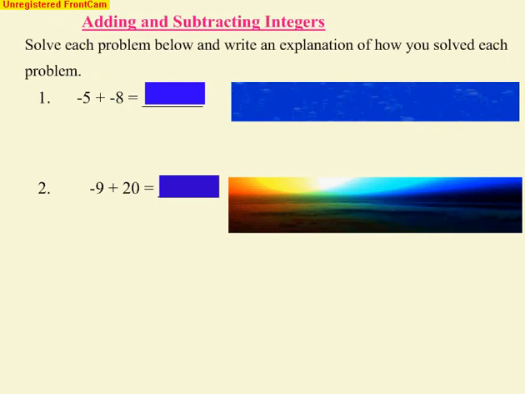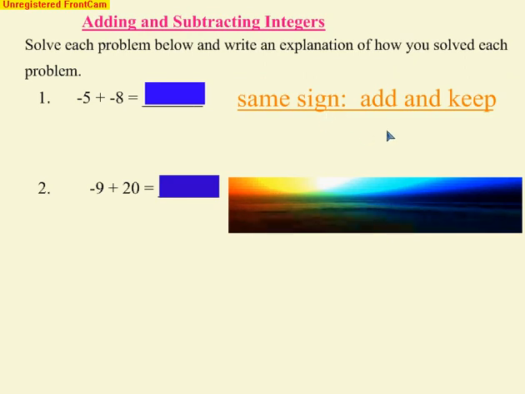Okay, let's actually look at solving some addition and subtraction problems with integers. We're going to explain what we did to solve the problem. Negative 5 plus negative 8. The signs are the same. So we want to add and keep the same sign. 5 plus 8 is 13. Keep the sign of negative, we would get a negative 13.